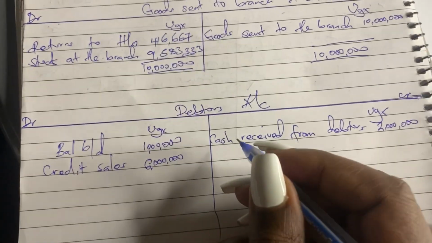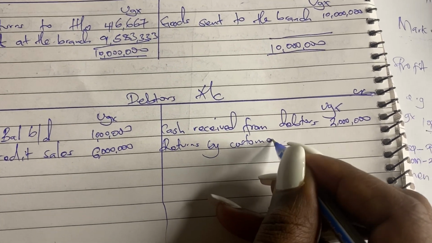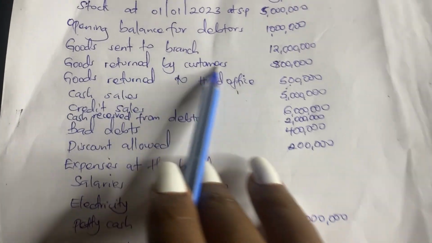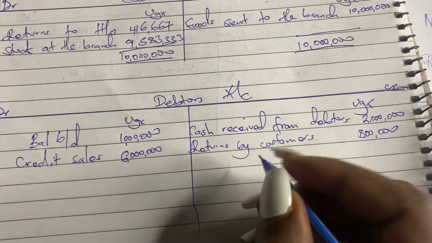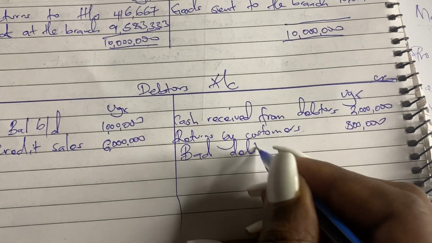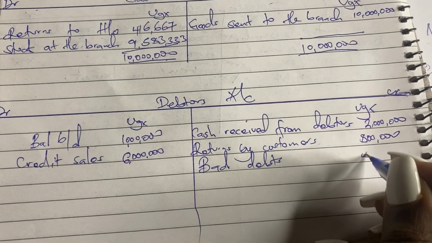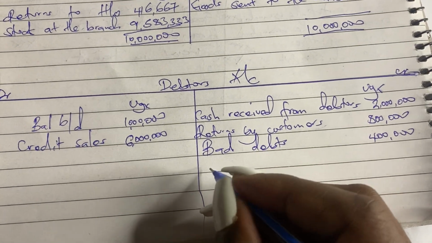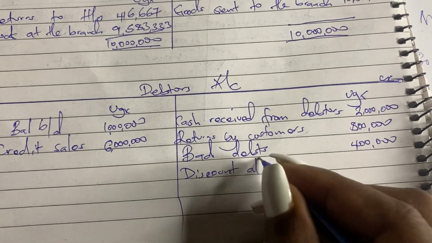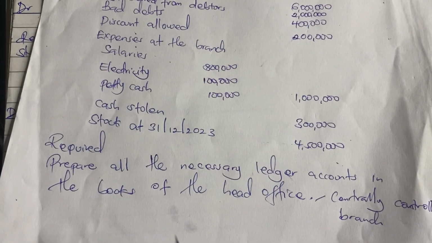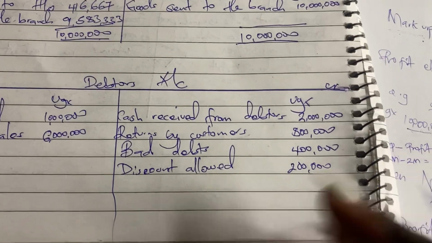Then we have returns by customers. Goods returned by customers, 800,000. Then we have bad debts. Bad debts we have 400,000. Then we have discount allowed, which is 200,000. Like that.